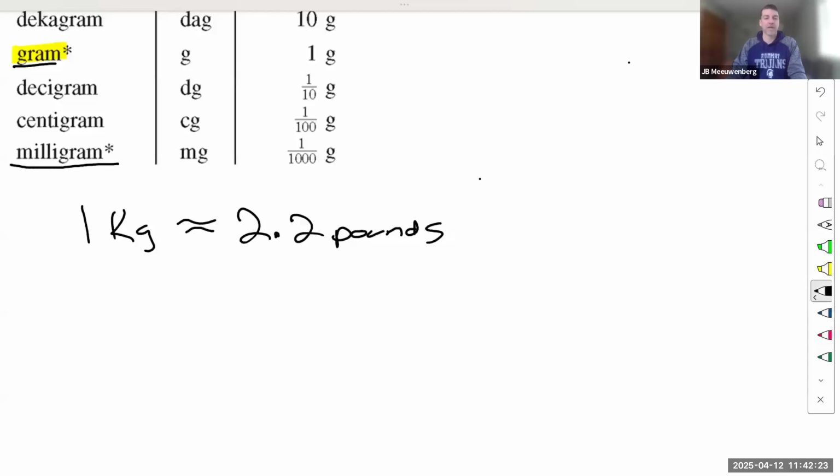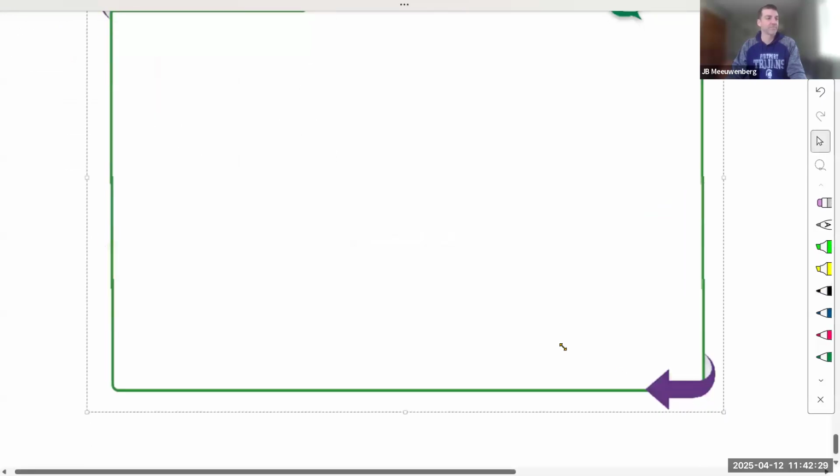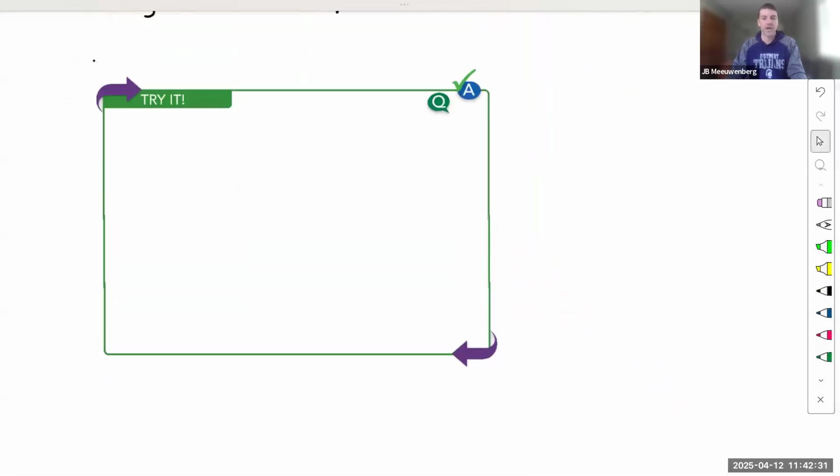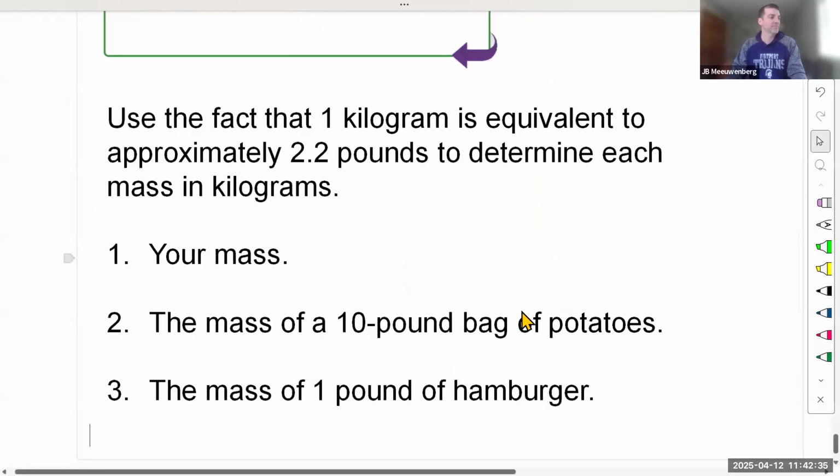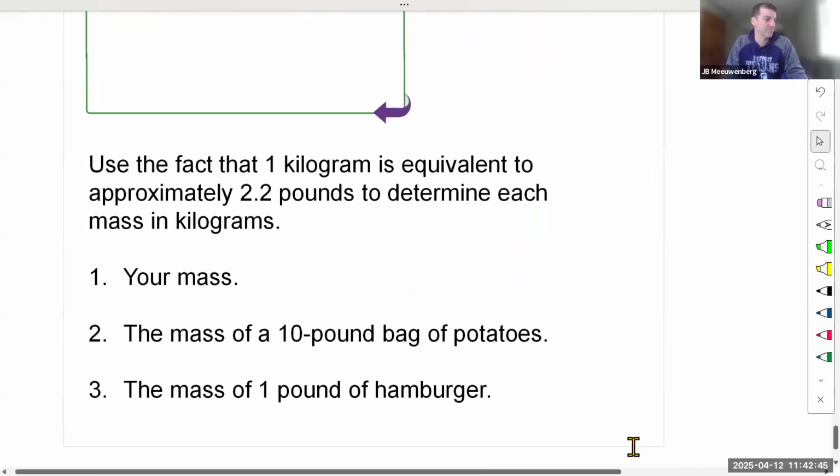So just again, if you want to do a little practice with some conversions, let's look at this. Could you measure your own mass in kilograms? How about the mass of a 10-pound bag of potatoes? How about the mass of 1 pound of hamburger? So restating these things in kilograms.